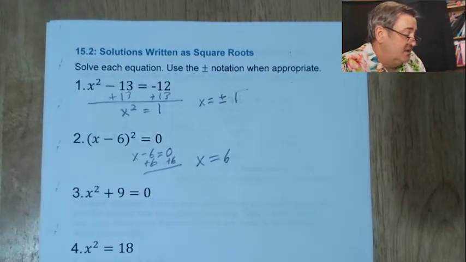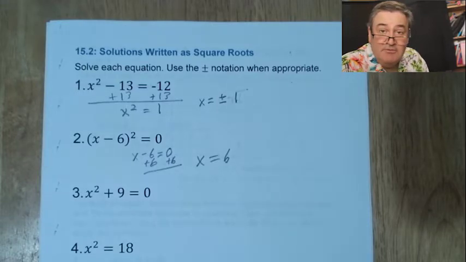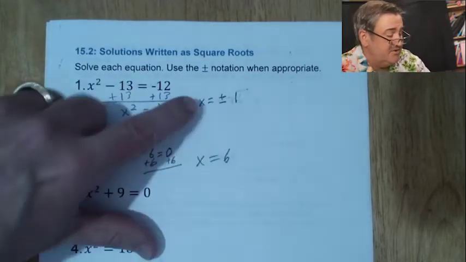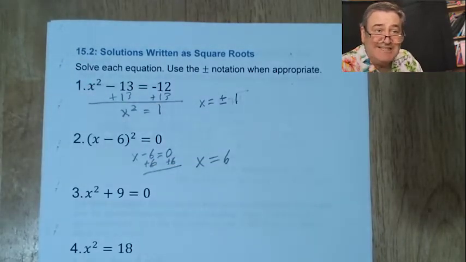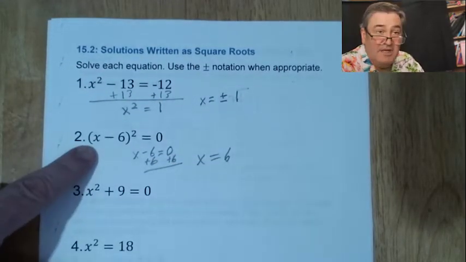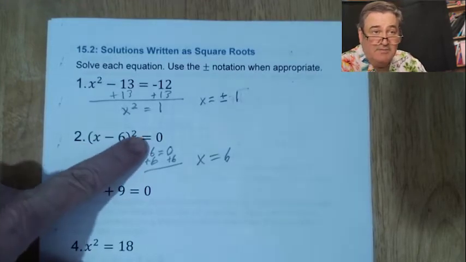X minus 6 squared equals 0. Just one solution. This one had two solutions, plus 1 and minus 1. This one has one solution, just 6. Because any other number would not make that 0. And it needs to be 0.